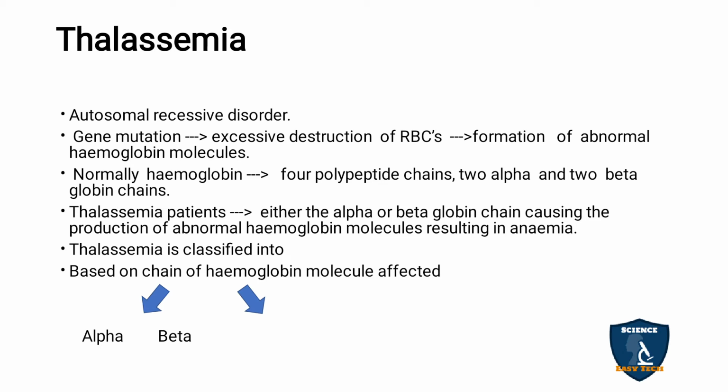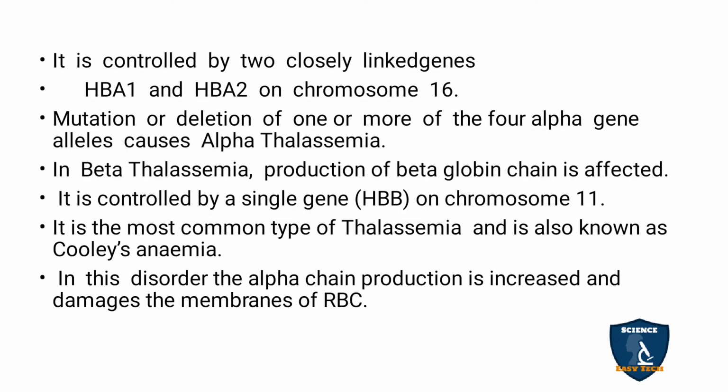Based on this hemoglobin chain, thalassemia is divided into alpha thalassemia and beta thalassemia. The alpha thalassemia is controlled by 2 closely linked genes, HBA1 and HBA2, which are present in human chromosome number 16. So the mutation or deletion of the 4 alpha genes, any one or all the 4, can occur to produce alpha thalassemia in a person.